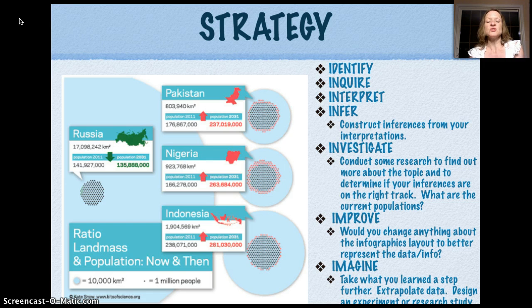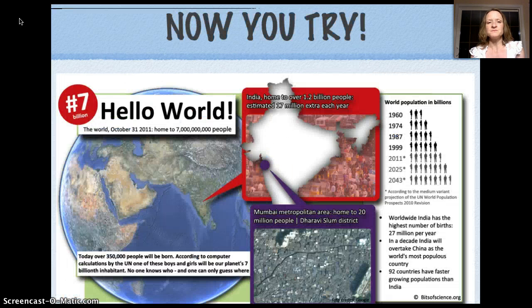Eventually, we're going to ask you to create your own infographic, and then we'll add a seventh eye, and that seventh eye is innovate, because you will start to put together the data that you collect, the research that you do, and you will create an infographic later in the semester as well.